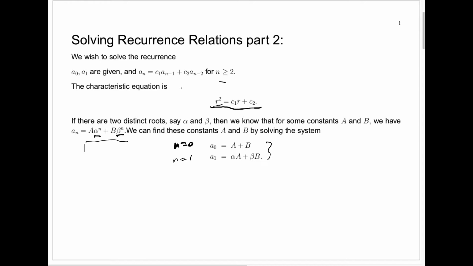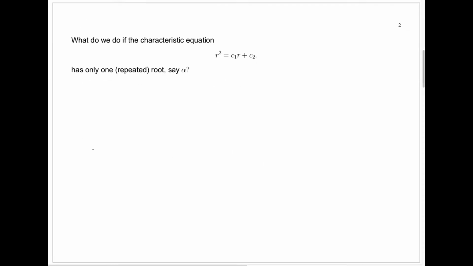Because our sequence is uniquely determined by this recurrence relation, once we're given the first two terms, and we found a formula for a sequence which does that, we know that this must be exactly the correct sequence, and thus actually exactly the unique correct solution. And so what we've really shown is when the characteristic equation has two distinct roots, there is a unique solution, and here it is. But what if the characteristic equation, this quadratic equation, we could also write that as r squared minus c1r minus c2 equals 0, what if that has only one repeated root?